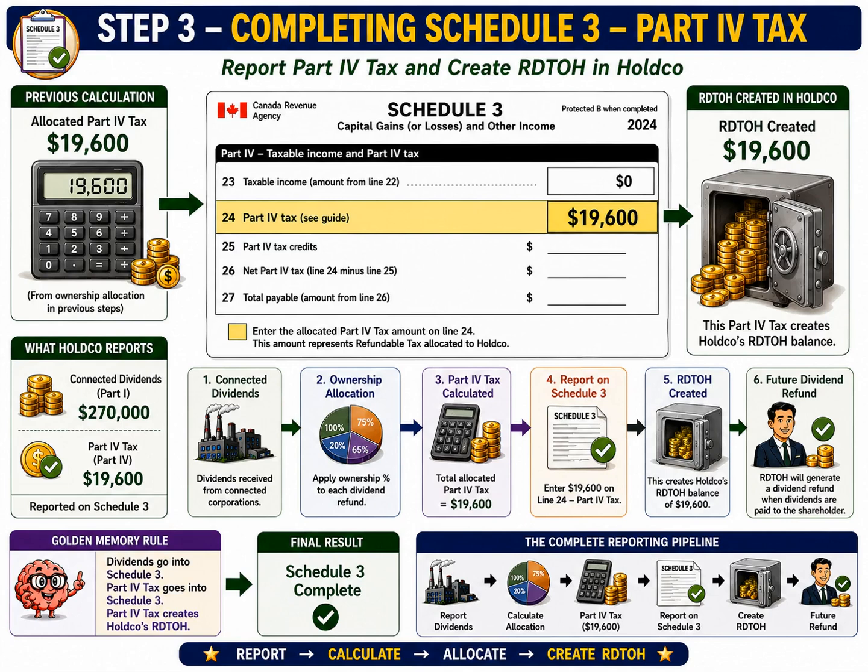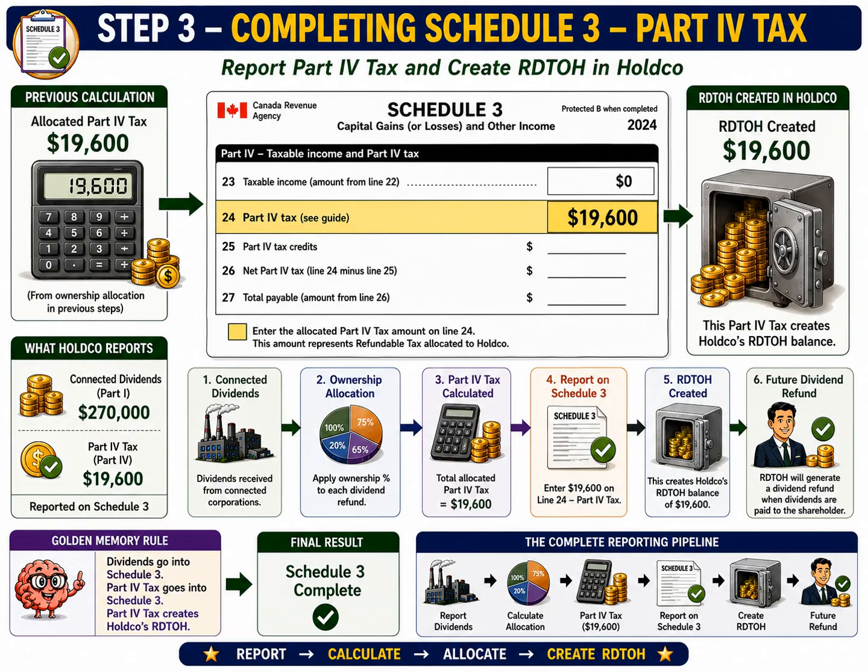That is why the vault on the right side of the slide is so important. The Part 4 tax does not disappear. Instead, it becomes Holdco's RDTOH account. You can think of the RDTOH account as a storage container for refundable tax. The tax has been paid today, but Holdco may recover it later when dividends are paid to shareholders.